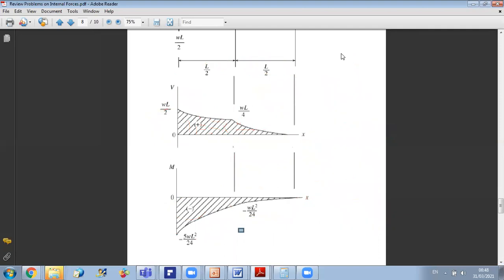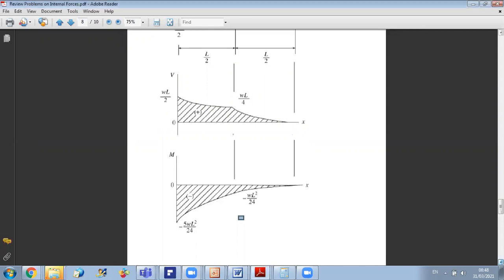Any question on this? Okay. So as you can see, it's one technique. Once you know the technique well, the problems are very simple.